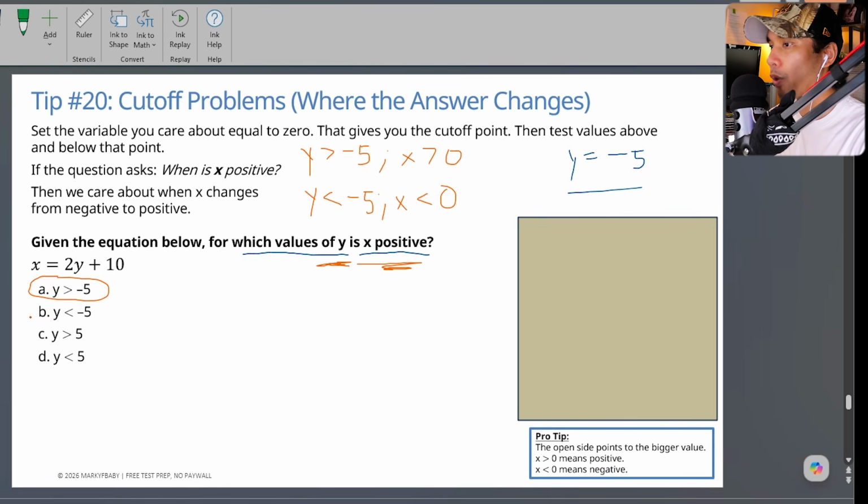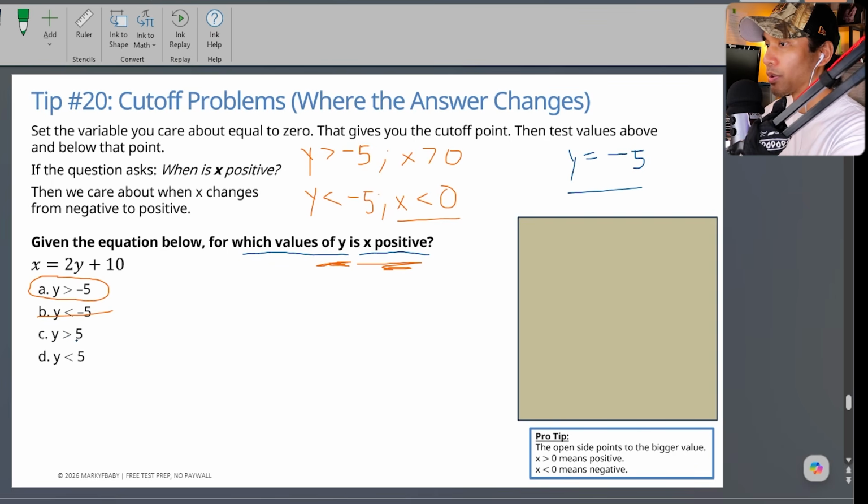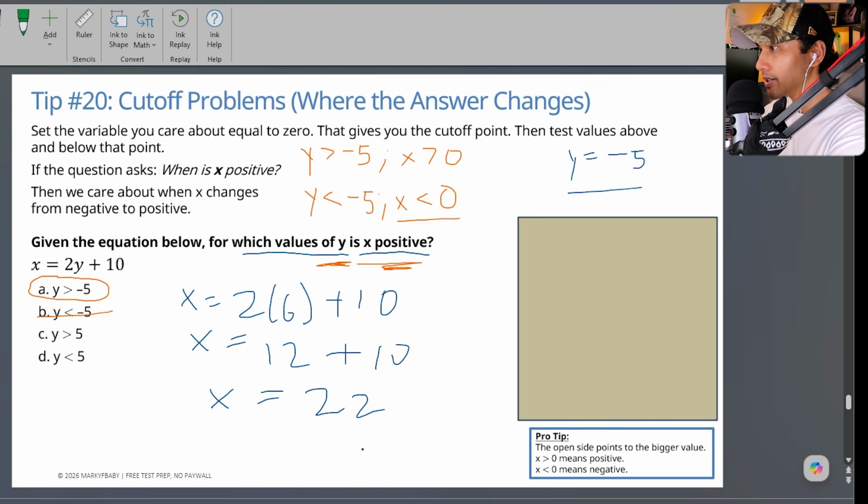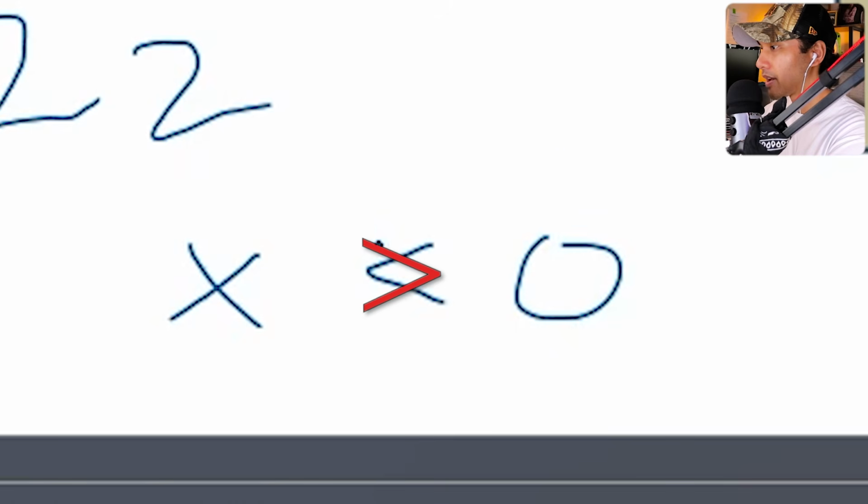But for the sake of the video, why are these wrong? Y values less than -5, we found that we got negative numbers, x less than 0. So that's why that's wrong. Now let's test C. C says y values greater than 5. Let's choose 6. X equals 2 times 6 plus 10, that equals 12 plus 10, and then we get x equals 22. Now this yields a positive x value.